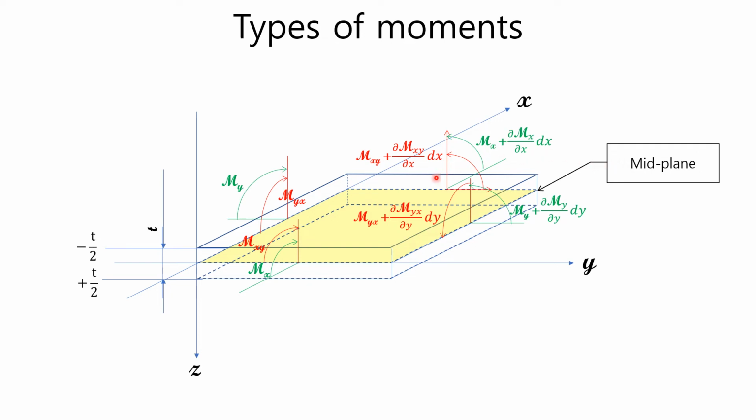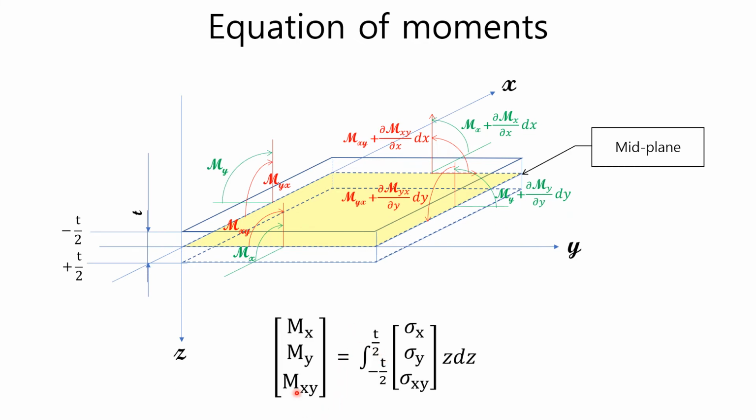Positive torsion moments of the red lattice make the positive x-axis rotate to the positive z-axis, and also make the positive y-axis rotate to the positive z-axis. The moments per unit length acting on the xz and yz sections perpendicular to the neutral plane can be calculated by integrating stress multiplied by moment arm z over thickness.